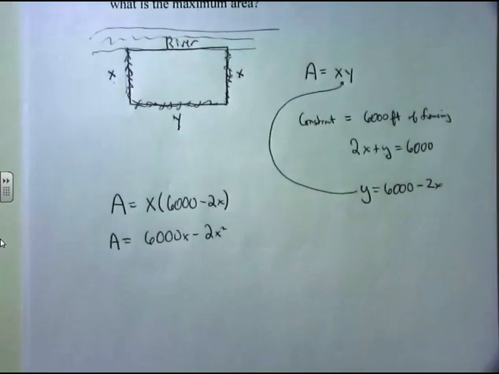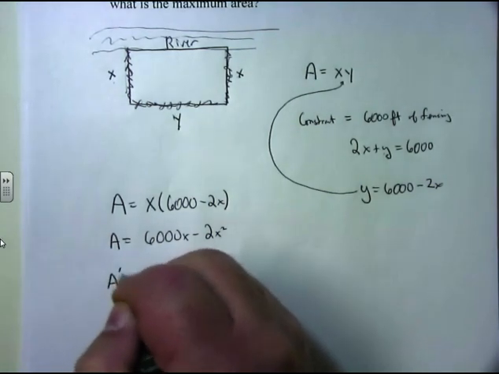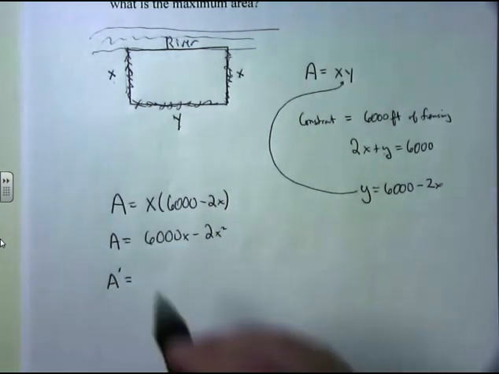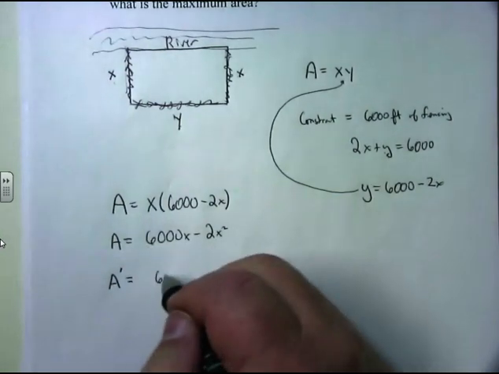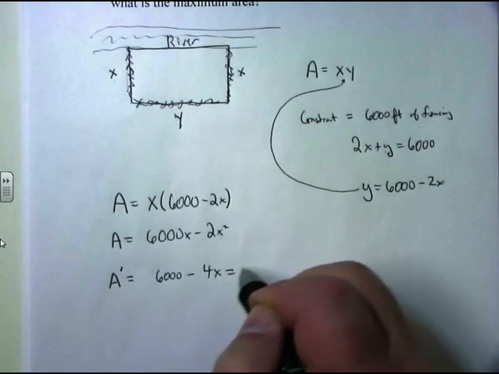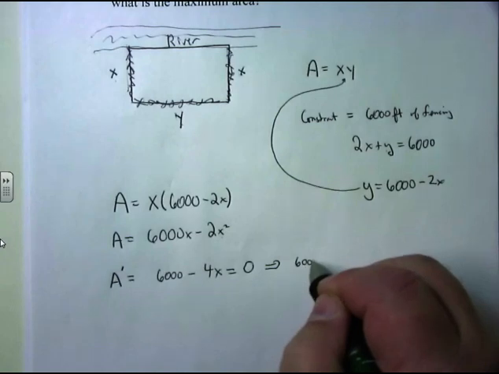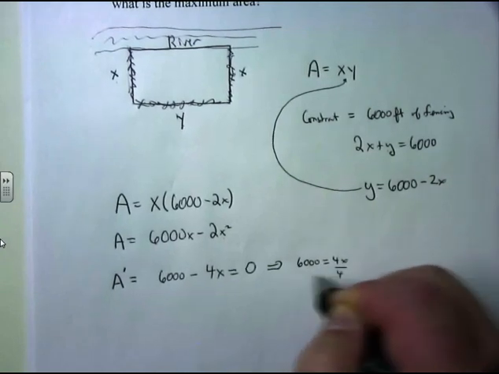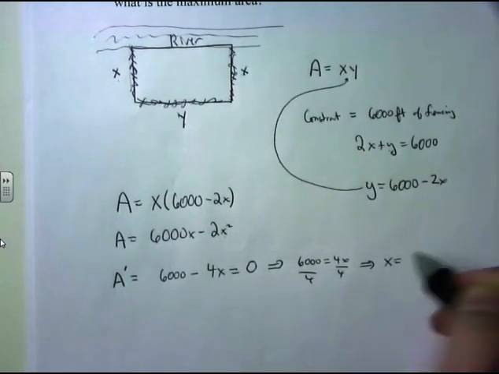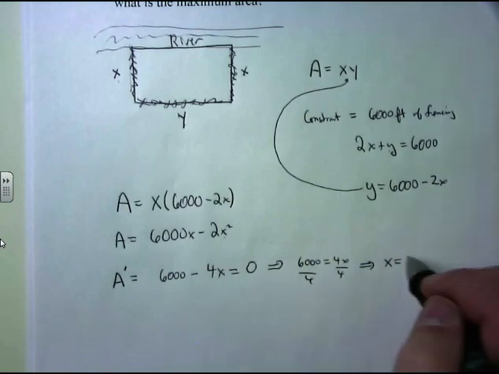Now we're supposed to maximize this guy, maximize the area. So to maximize or to minimize, you take the derivative, set it equal to 0 and solve. Well, the derivative of 6,000X is 6,000, minus the derivative of 2X squared, which is 4X. Set it equal to 0 and solve. Adding 4X to both sides, this gives me 6,000 equals 4X. Then I'm going to divide by 4. That gives me X is equal to 6,000 divided by 4, which is 1,500.